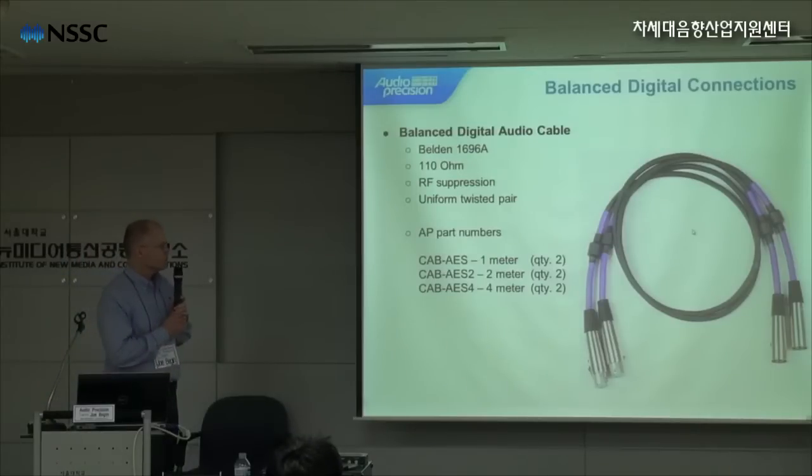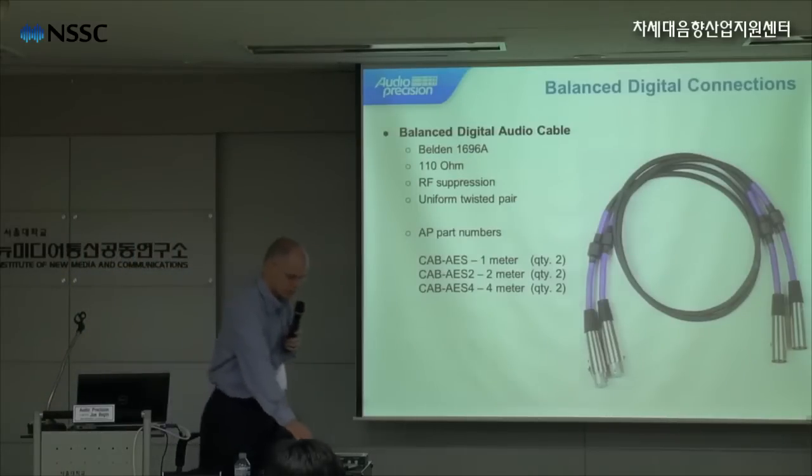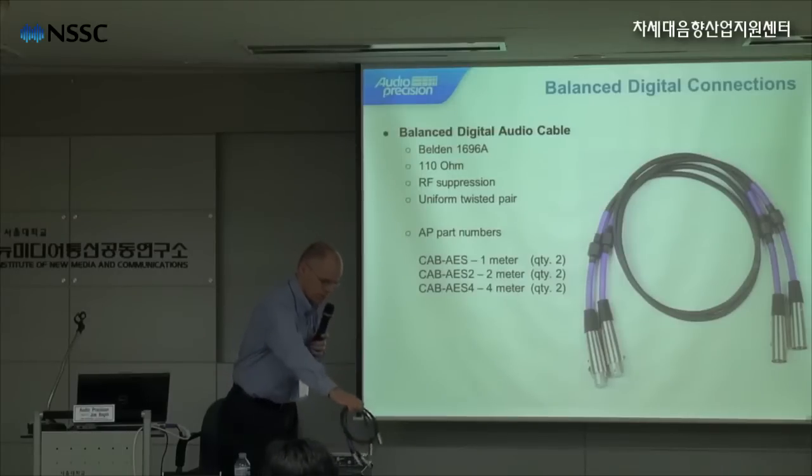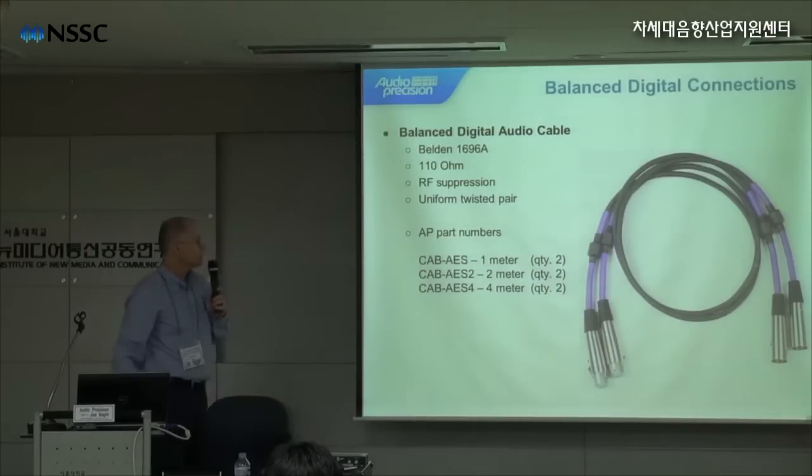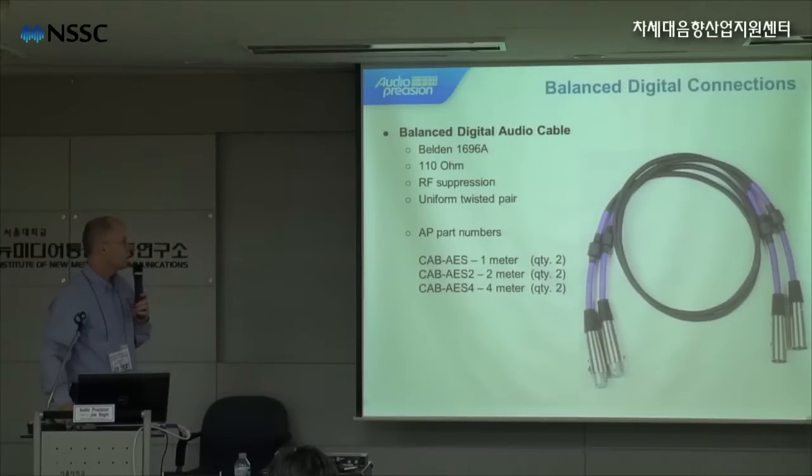These are the cables that I held up earlier. These are the type that Audio Precision sells. They're a Belden 1696A cable, 110 ohm impedance. They have RF suppression, a little ferrite bead at both ends of the cable for suppressing radio frequency interference. And they're a uniform twisted pair connection inside. These are the part numbers for the cables that we sell. Each kit includes 2 cables, one for input, one for output, and they're typically 1, 2, or 4 meters in length.